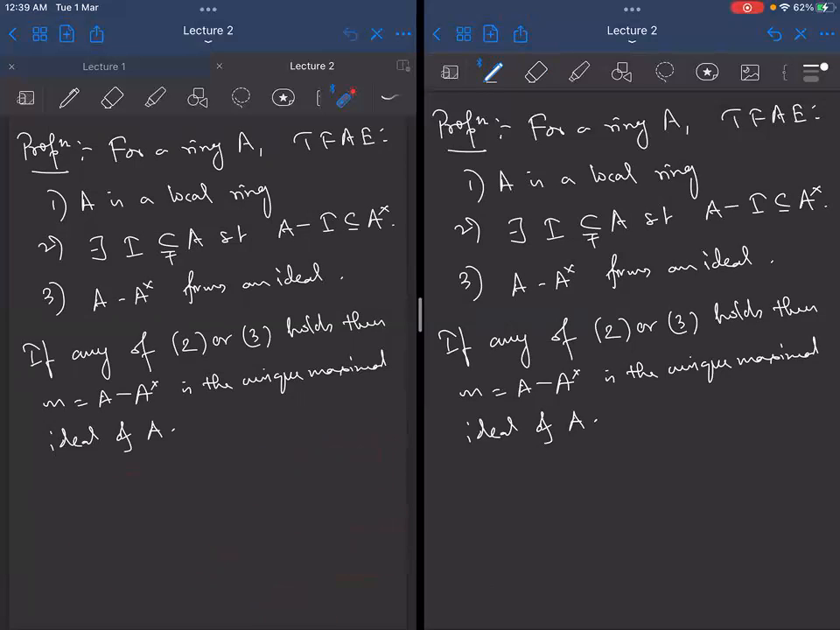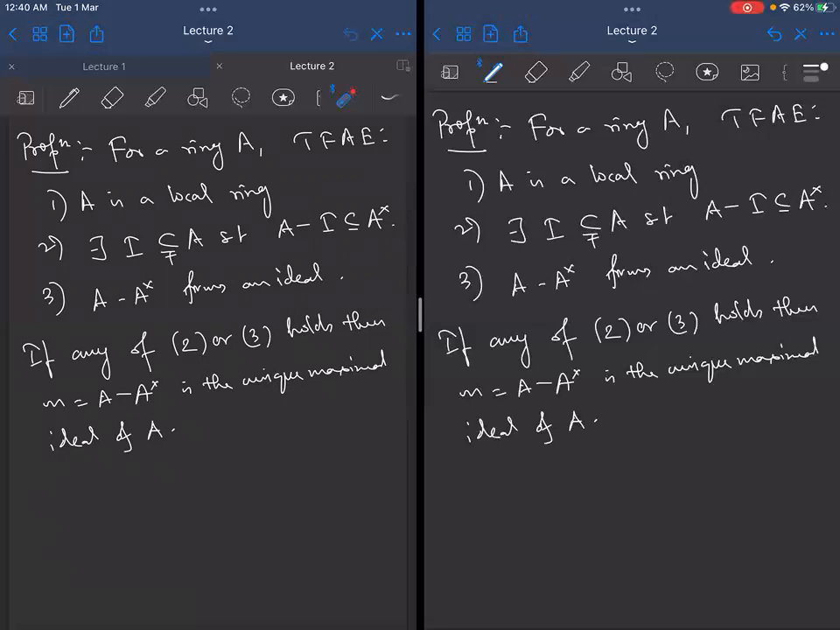So we need to prove only 3 implies 1. When A minus A star forms an ideal, we want to show that A is a local ring. First of all, see that any non-unit element is contained in A minus A star, and if you attach any more element there, then it will be the whole ring, and therefore A minus A star, if it forms an ideal, is a maximal ideal. And now I want to show that this is the unique maximal ideal. So take any maximal ideal M, take an element x, it is a non-unit, so it is in A minus A star, which is a maximal ideal, therefore M will be equal to A minus A star, and the ring A is a local ring thereof.